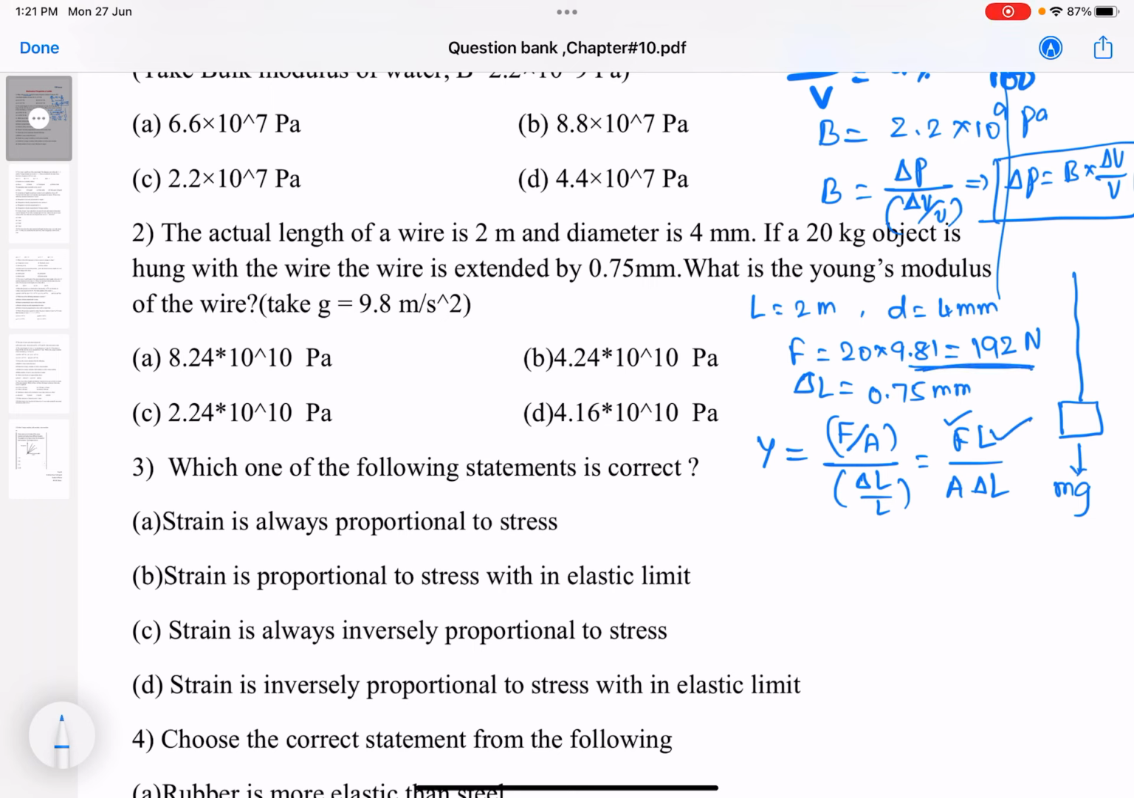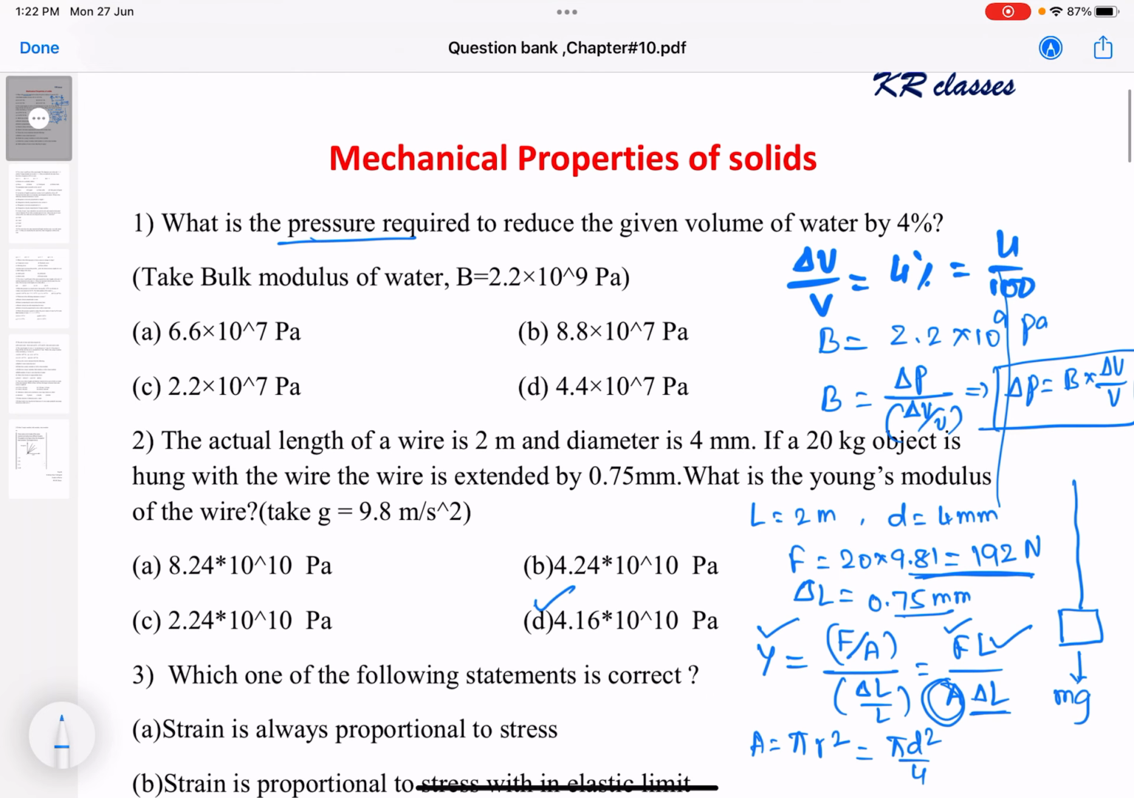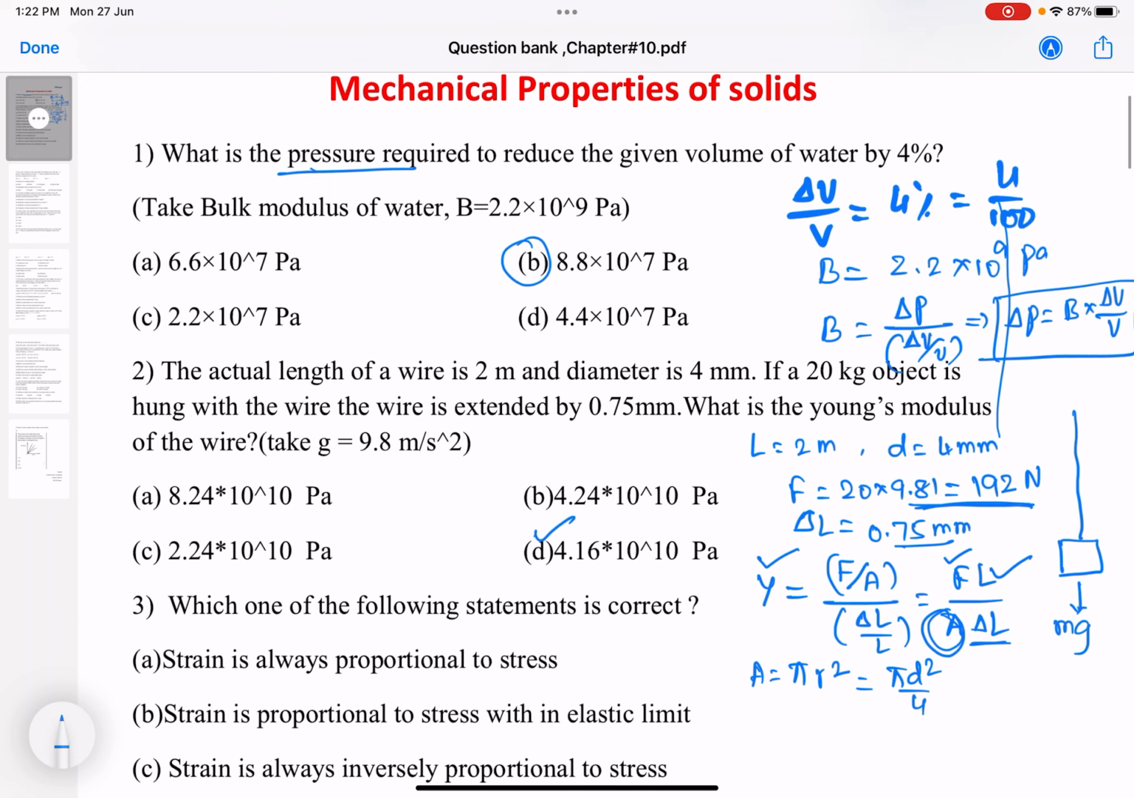Length is 2 meters. Area can be found out with the help of pi r square or pi d square by 4. Area is pi d square by 4 because r equal to d by 2. R square is nothing but d square by 4. And here delta L value is also given. So you can find out the Y value. It will turn out as 4.16 into 10 to the power of 10 pascals. The answer for first question is 8.8 into 10 to the power of 7 pascals. This is the answer for first question.